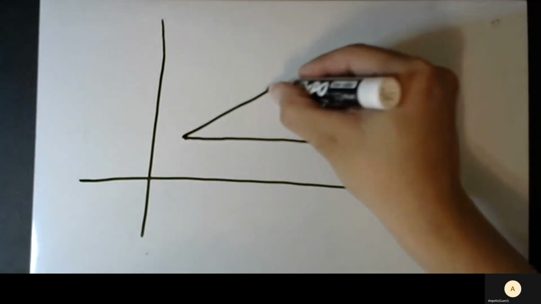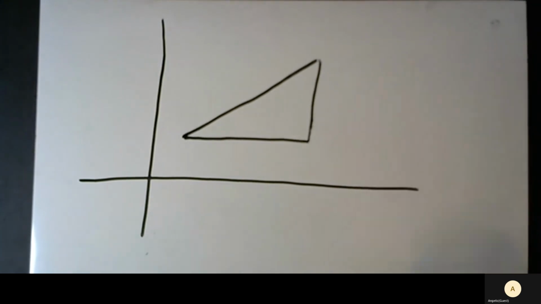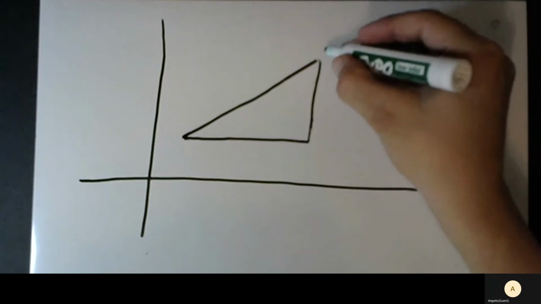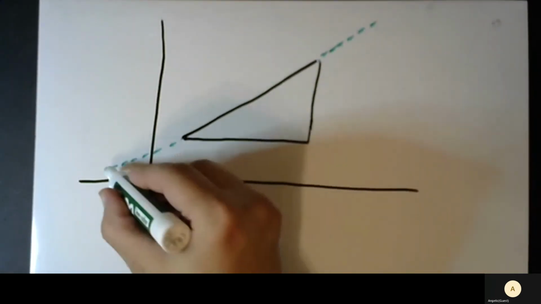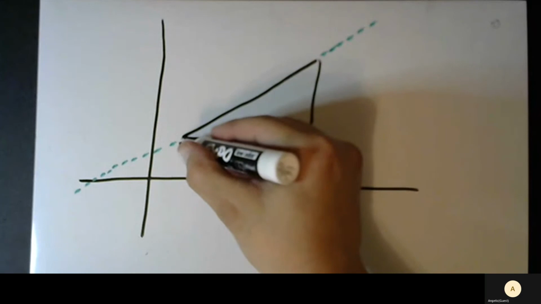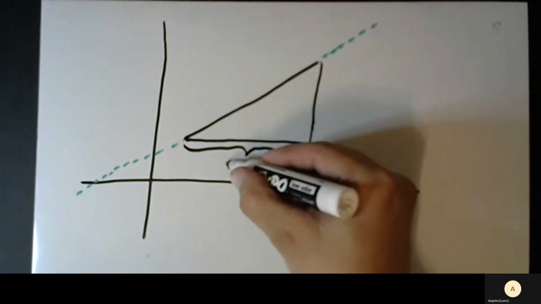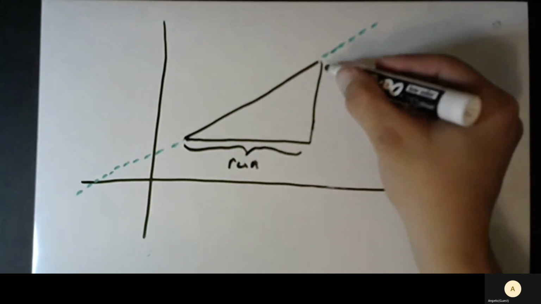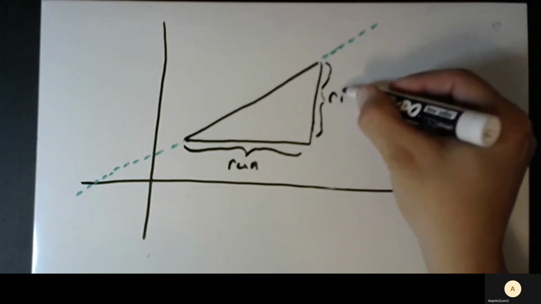So I'm going to put this triangle on a rectangular coordinate system. So it's going on forever here, traveling on forever there. And we called this the run. And we called this the rise.